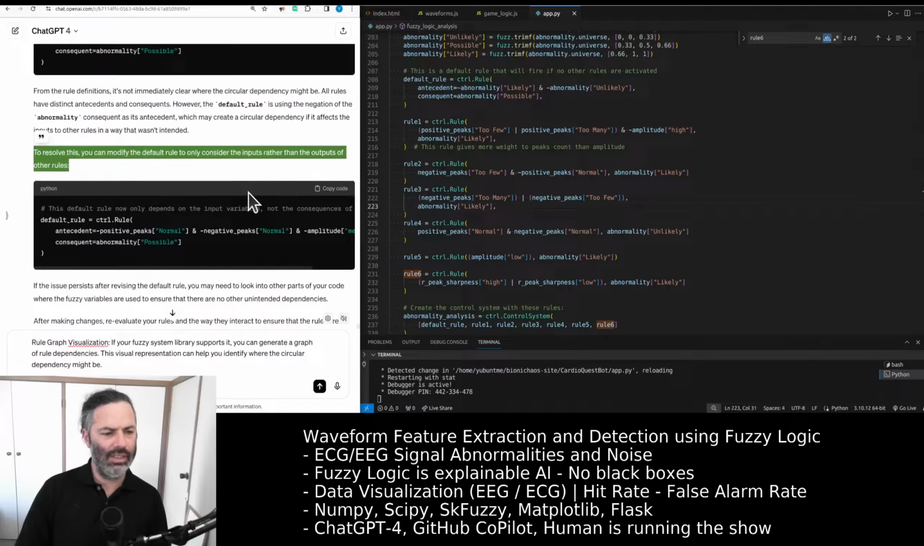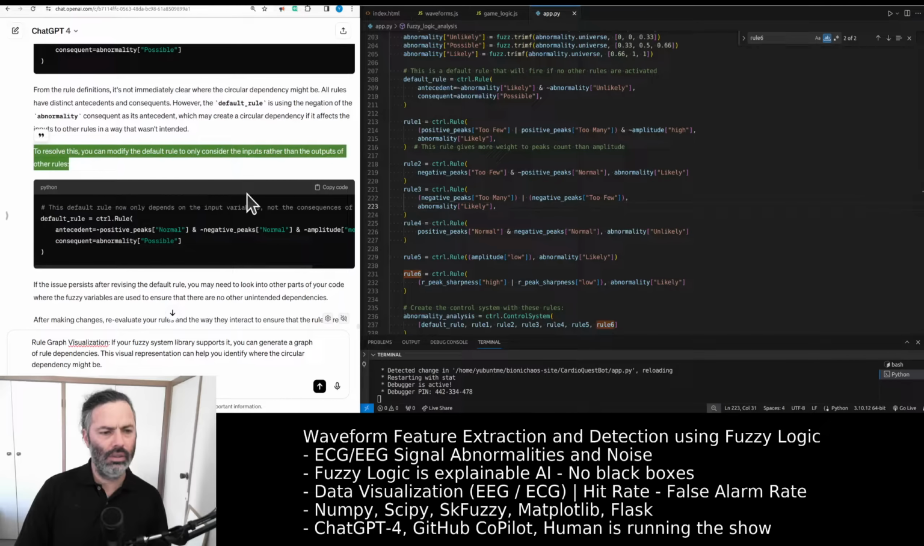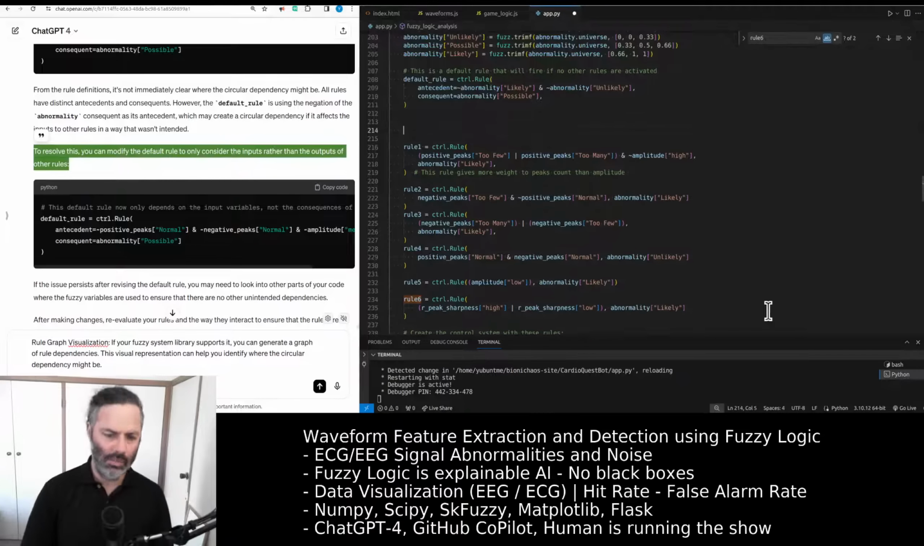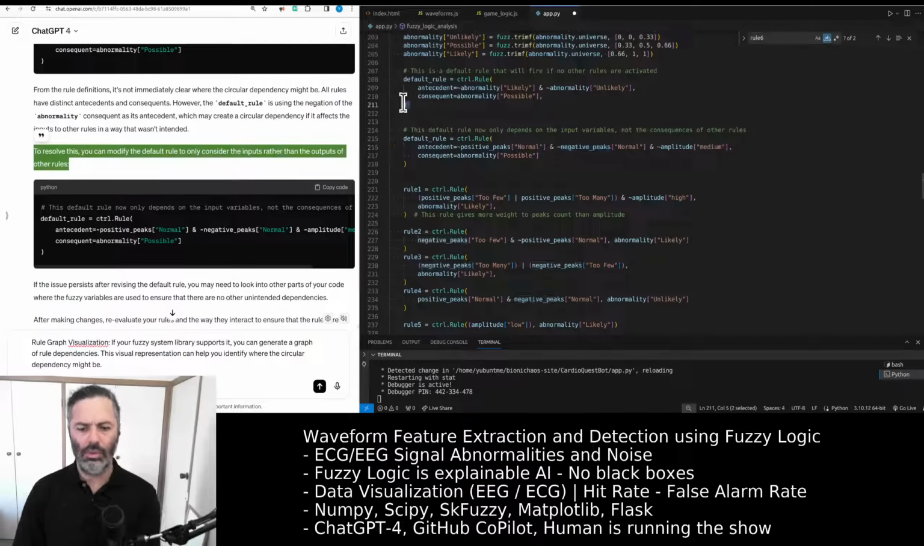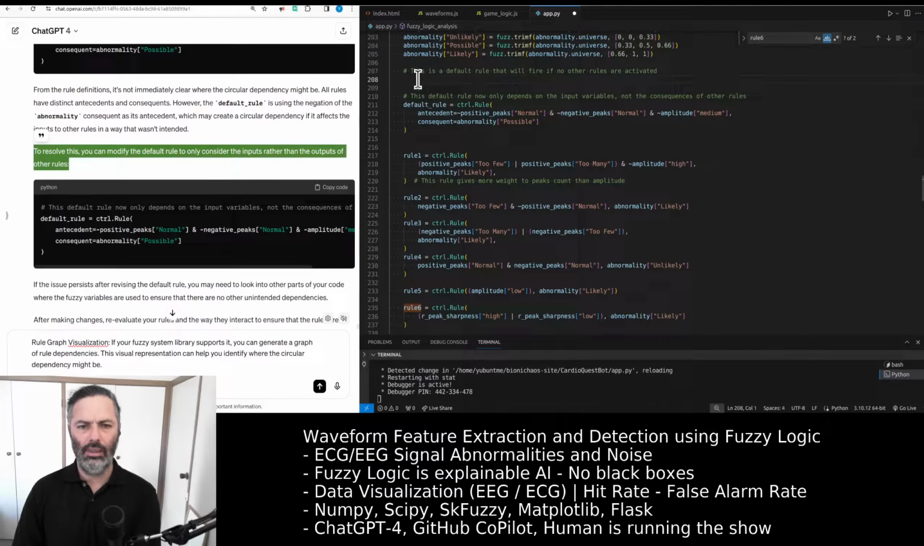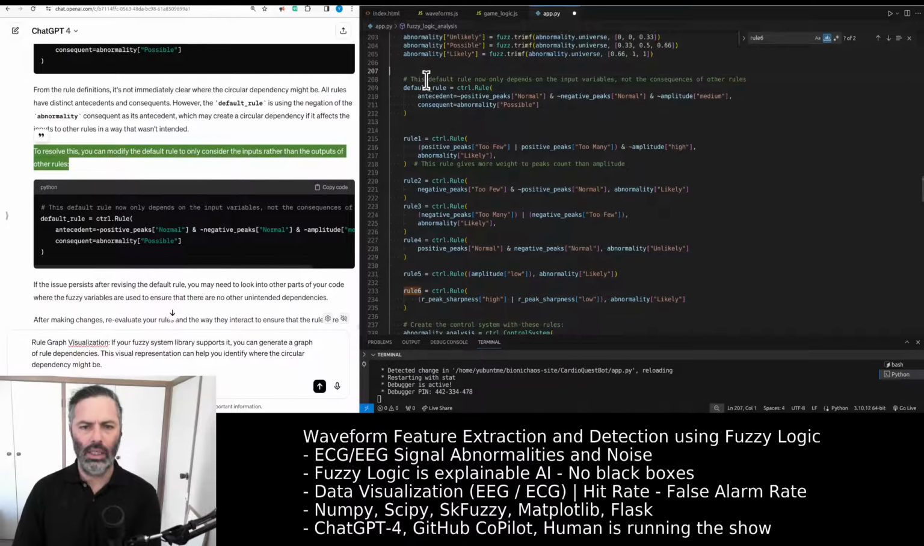This rule is very silly. So it's suggested by the bot. That was a hallucination, was it? Positive peak if not normal. Negative peak is not normal. And the amplitude is not medium. Abnormality is possible. That sounds more likely.